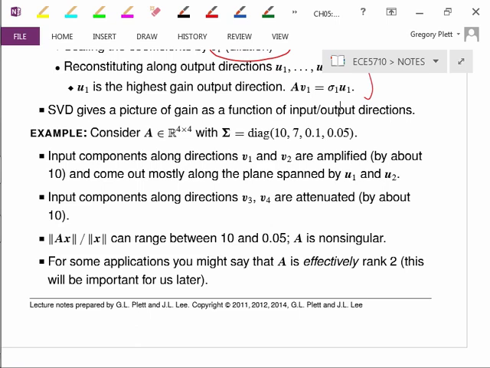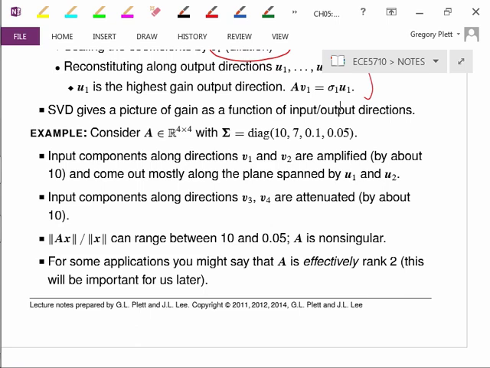Input components along the V3, V4 directions, however, are attenuated. They're multiplied by 0.1 and 0.05, so they're attenuated by a factor of about 10. Overall, the gain of the operation A times X can range between 10 and 0.05. That's the meaning of those singular values. And furthermore, A is non-singular because its minimum singular value is not 0.